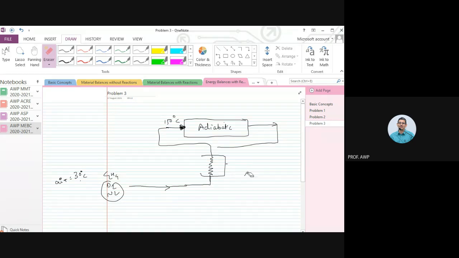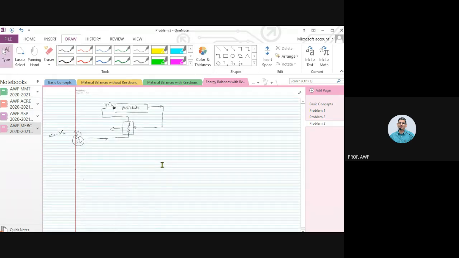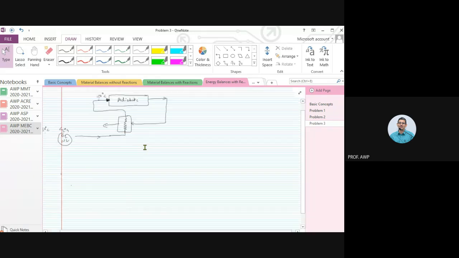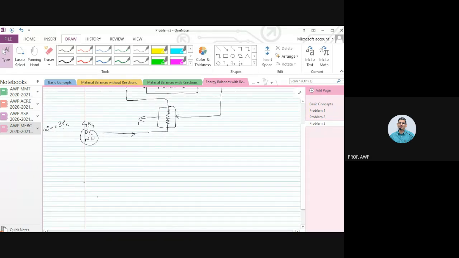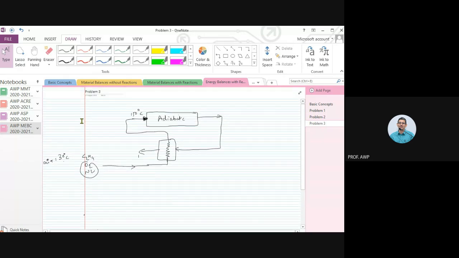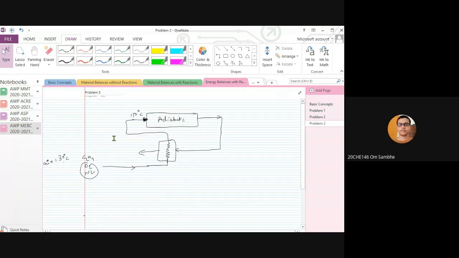Let me draw it here. Right. So this hot product gas is going to come into the shell side of the exchanger, and then that will get cooled. And as it gets cooled, it is going to heat up my feed gas as well. Do you agree with that? Yes, sir. Okay. All right.